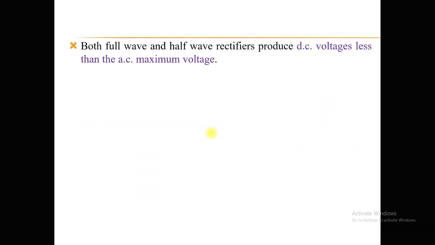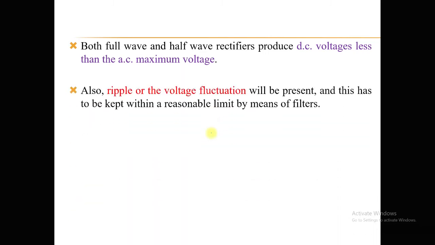Both full wave and half wave rectifiers produce DC voltages actually less than the AC maximum voltage. That is because of the voltage drop seen at the diode side, and second, due to the loss of energy observed when there is a transfer of charge from the capacitor to the load side. The third is that even when the ripple is reduced by the capacitor, the ripple or voltage fluctuation will still be present, and this needs to be kept within a reasonable limit, so we are using filters.